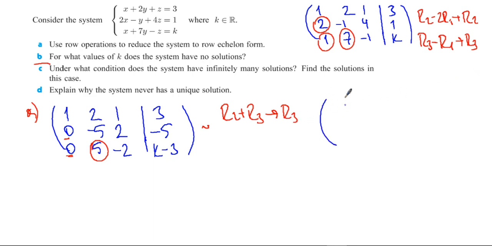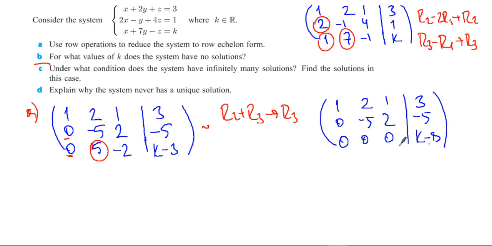So what we will get: no change in the first row, it will remain the same. No change in the second row, it will be the same. And the third row, adding them, 0, 0, 0, and k minus 8. Now here we have the echelon form, the triangular form.